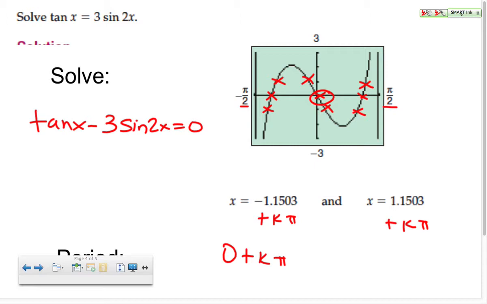Make sure that your graphing calculators, this is super important, make sure that your graphing calculators are in radian mode. If it's in degree mode, your graphs are not going to work right.